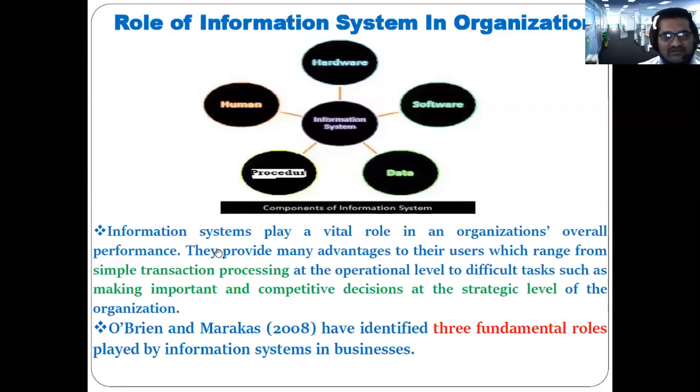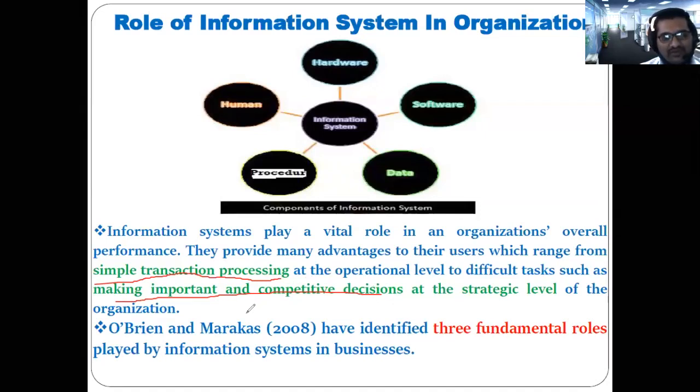That support ranges from simple activities like transaction processing to difficult tasks like making competitive decisions at the strategic level of the organization. So in the types of information systems we also discussed in short the role being performed by the information system. According to the type of information system, the role of the information system differs. Last time we saw that in short.